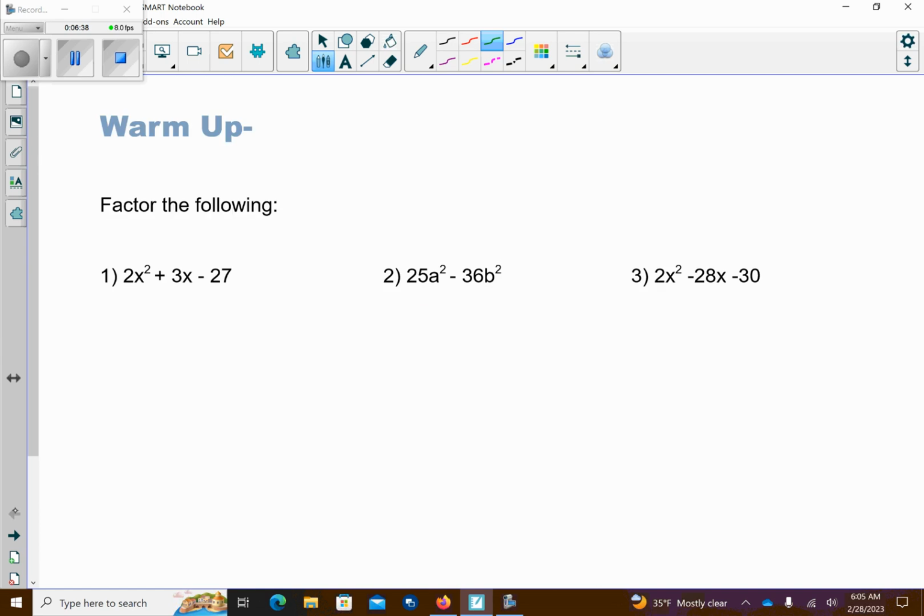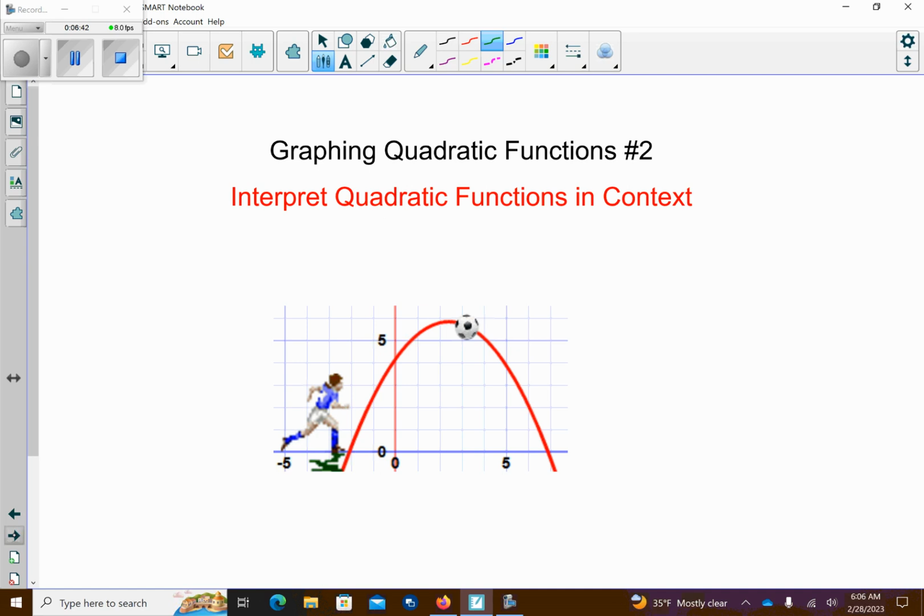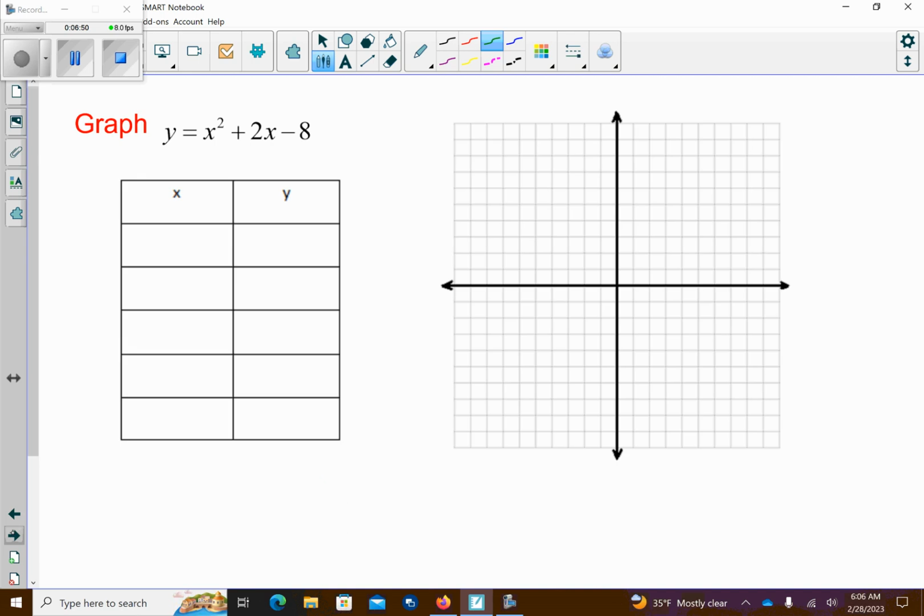Okay, and this is interpreting the graph. Let's see, we don't have the warm-up, that's okay. So a parabola, think about kicking a soccer ball. A ball would travel a parabolic arc. This is the first problem.